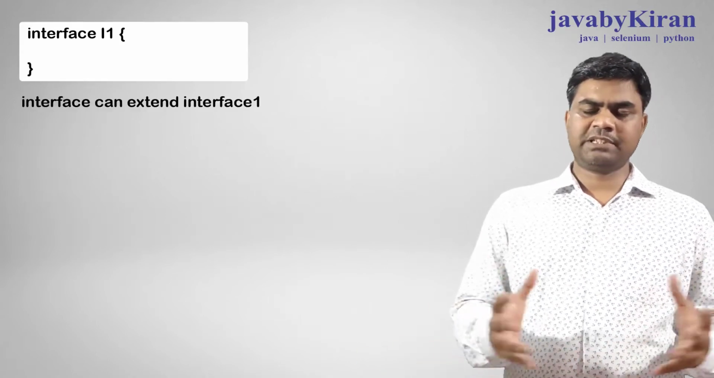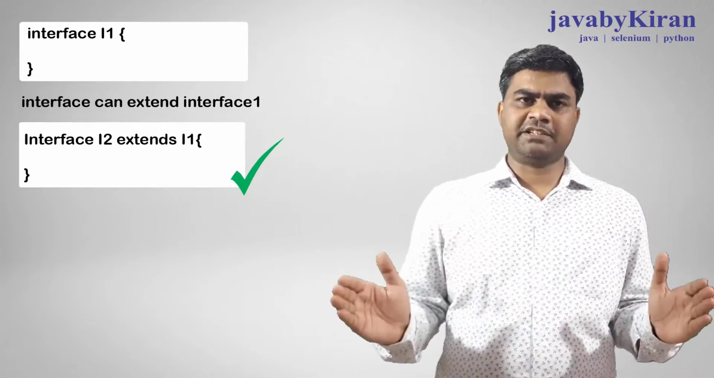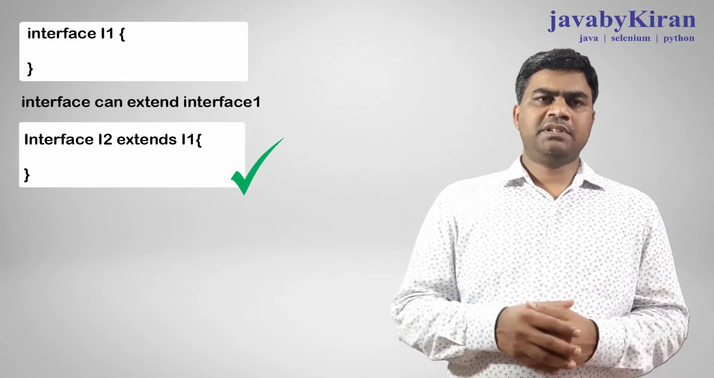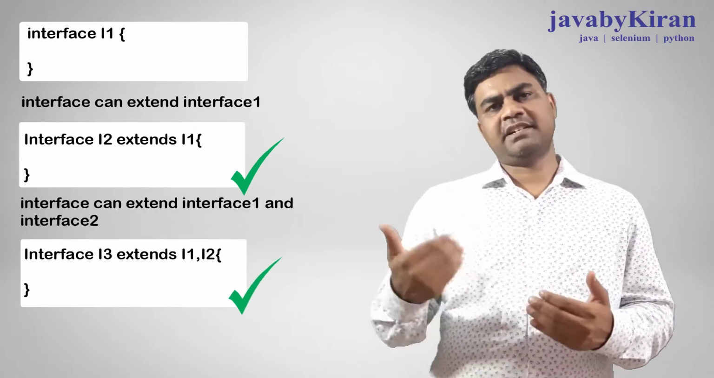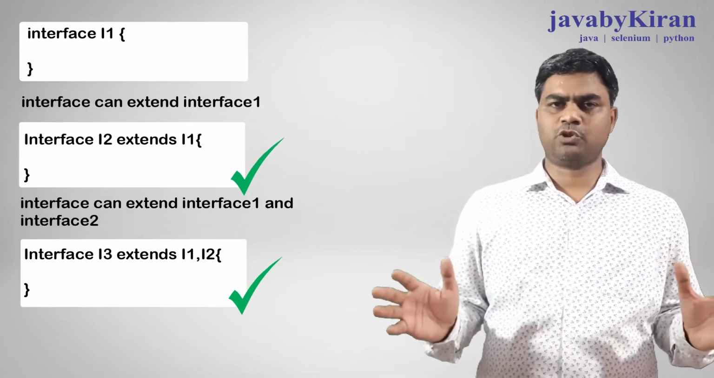See examples. I have interface I1, and here I wrote interface I2 which extends I1, meaning an interface can extend an interface, which is very much possible. Another example, interface I3 extended by I1, I2, possible, no problem. I'm just trying to show you various scenarios, various examples, so that you will remember these scenarios.